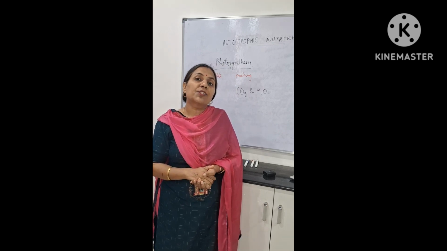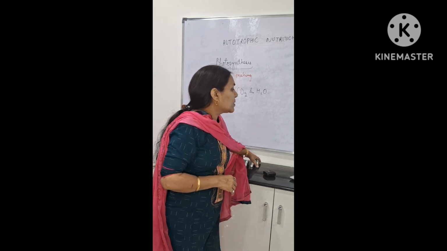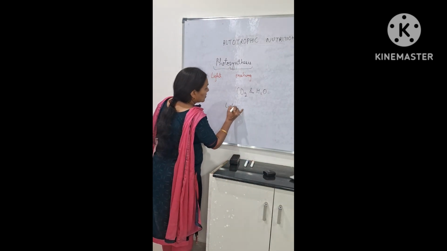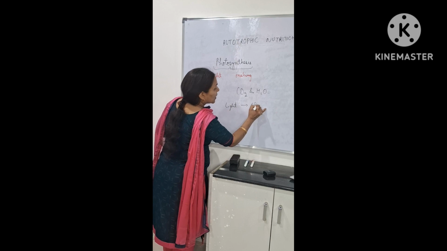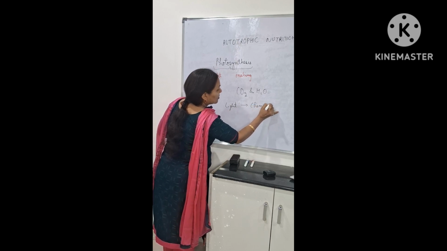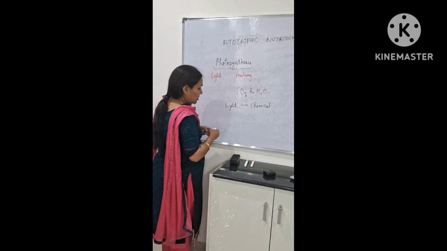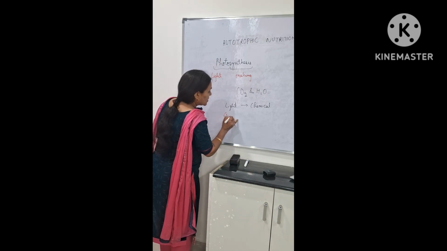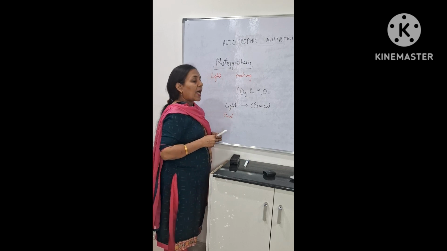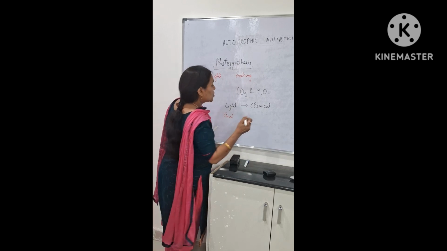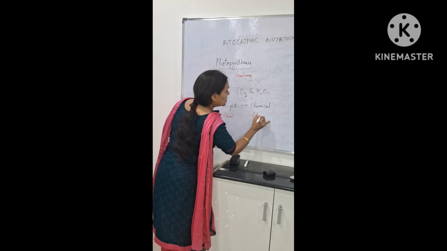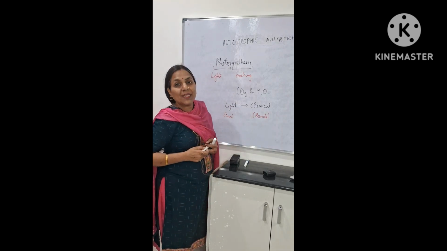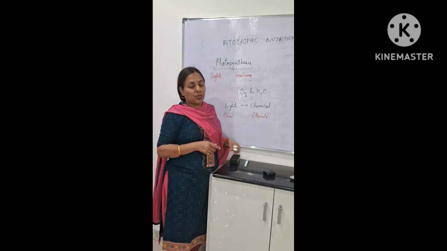The energy conversion that is involved in photosynthesis is light energy getting converted to chemical energy. This light energy is obtained from the sun. And the chemical energy is stored in the form of bonds of carbon compounds, basically glucose.